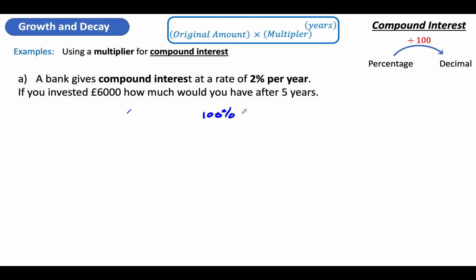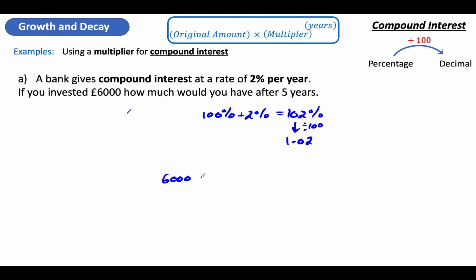So, 100%. Add on your 2%, so you get 102%. So, after a year, I've got an extra 2%. Turn it into a multiplier by dividing by 100. So, 1.02. That's the magic figure. And remember, up here, I've put the thing, original amount. How much have I originally got?